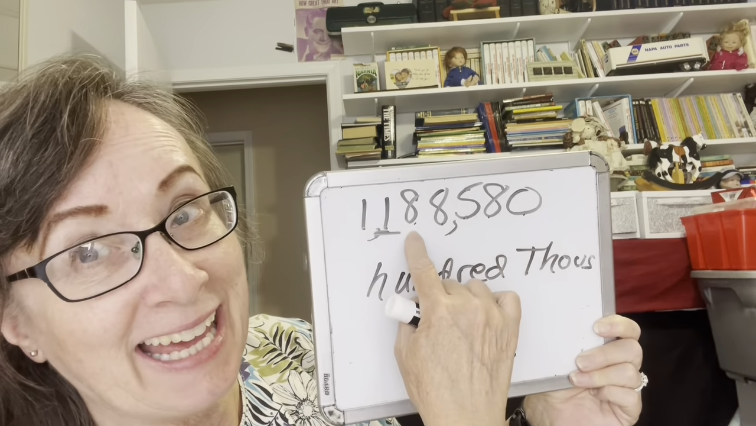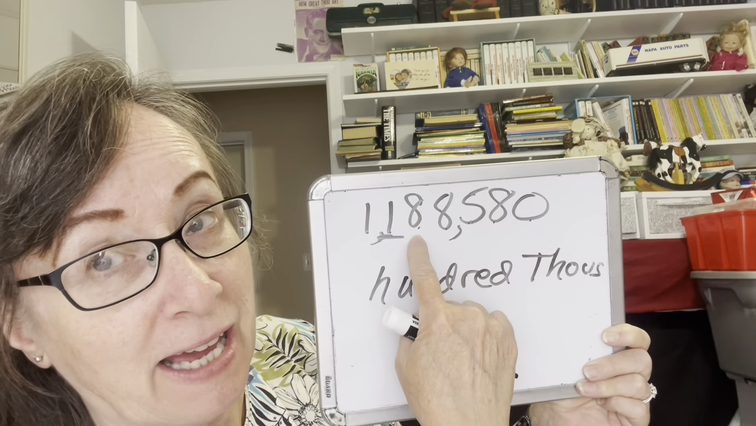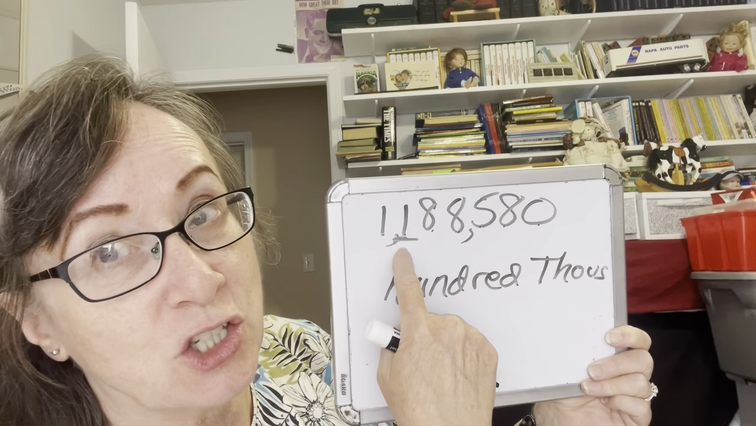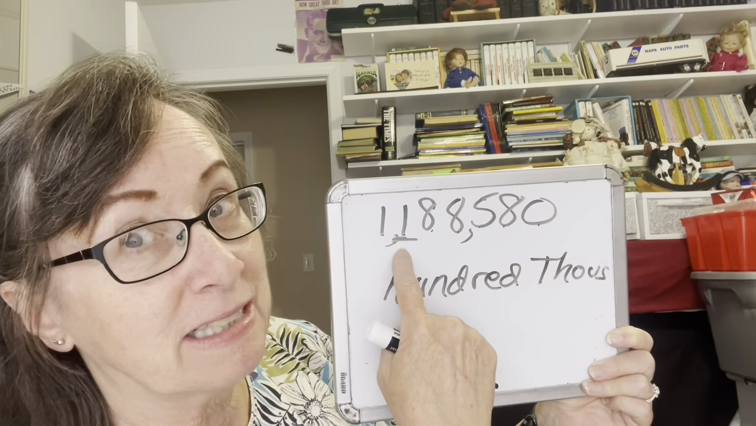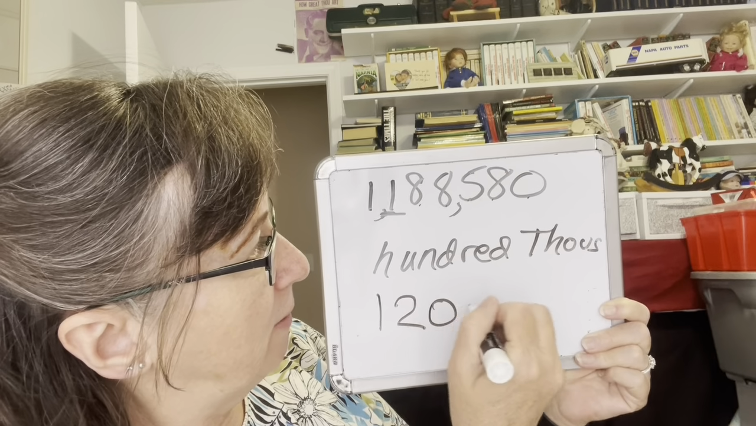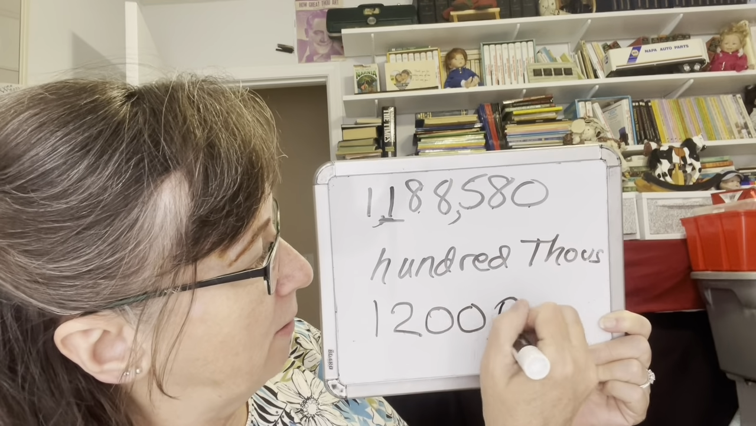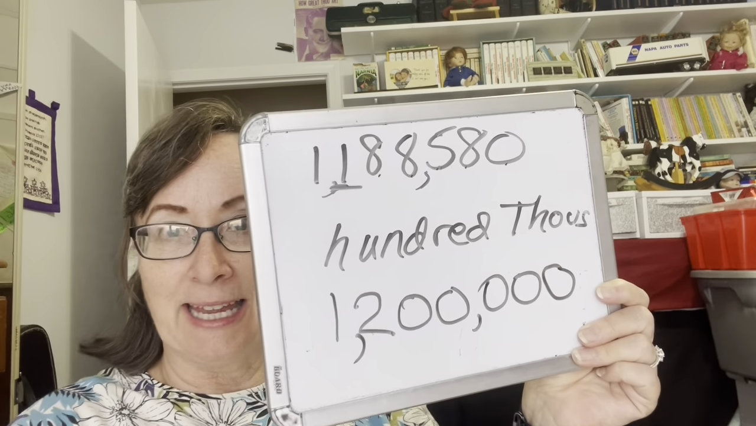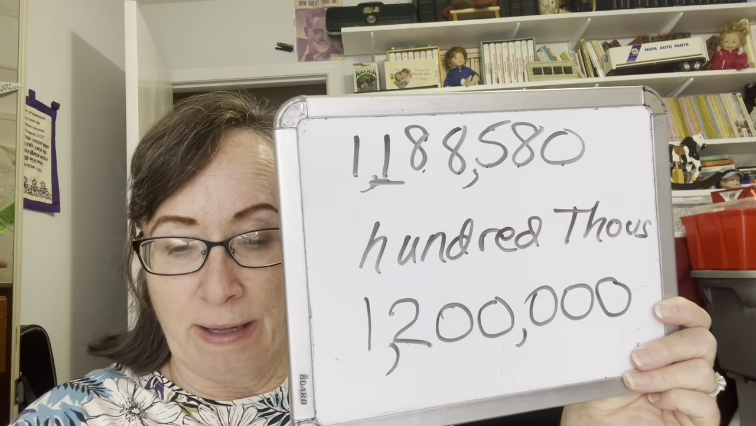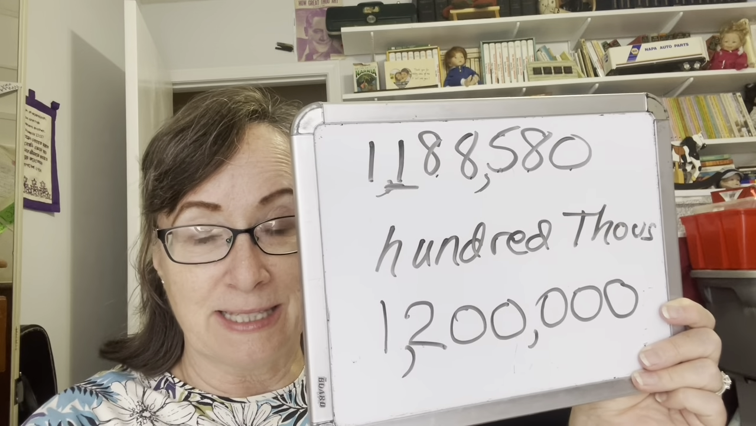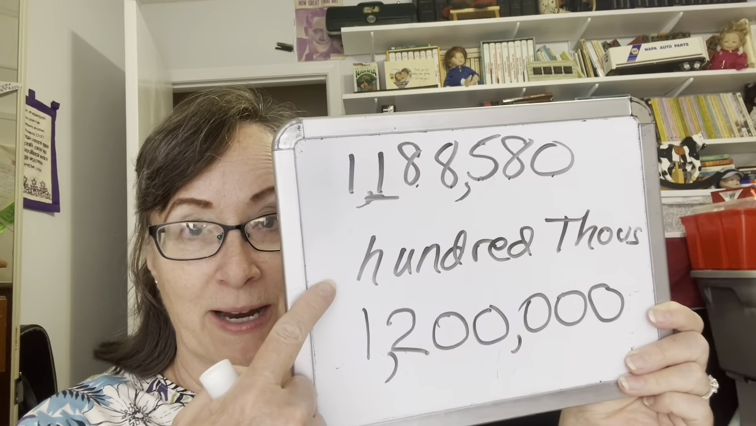I look at the number right to the right of it. I'm going to look at the 8. 8 is bigger than 5. I round up. So now that's going to become a 2. And everything else is going to become a 0 after it. So 1, 2, 0, 0, 0, 0, 0. And that is the answer to A. Okay, so that would be 1,200,000 is rounded from that number up.